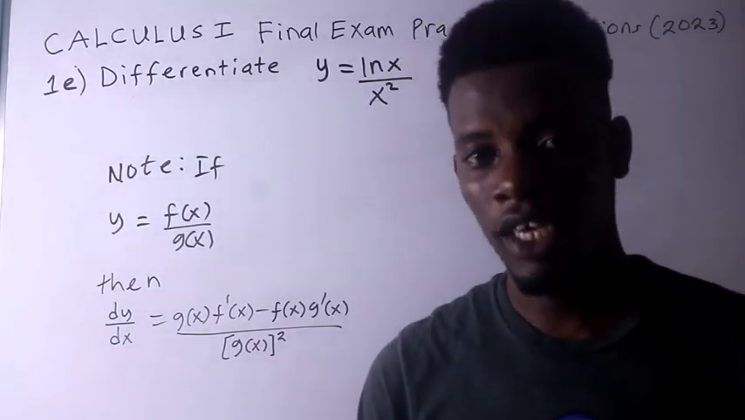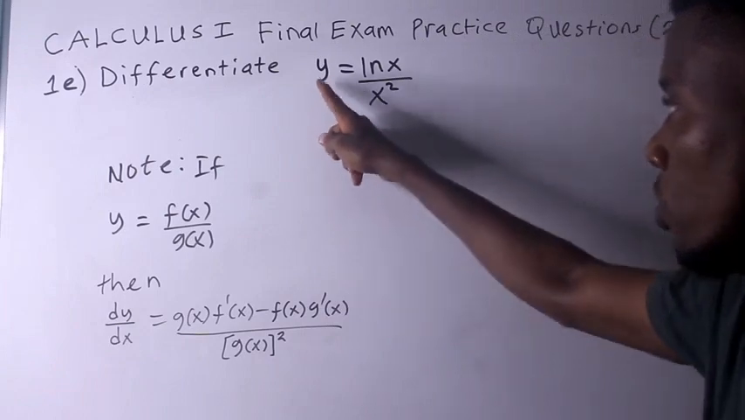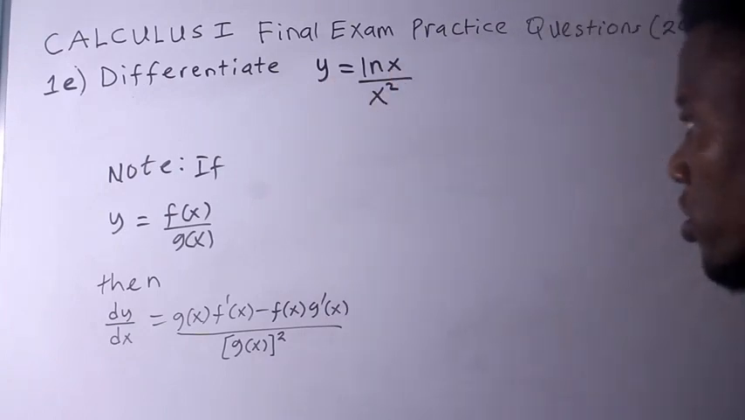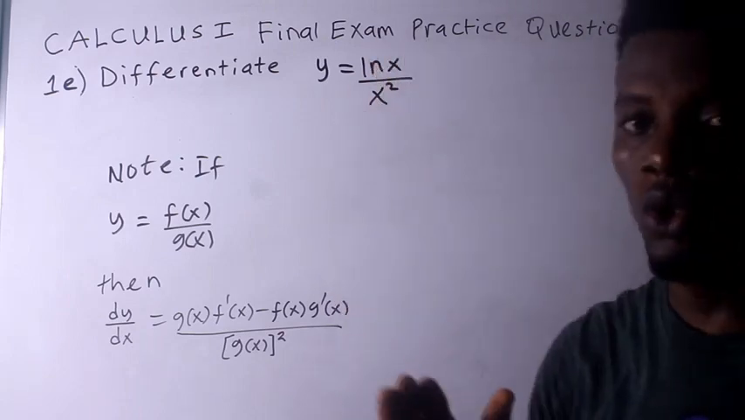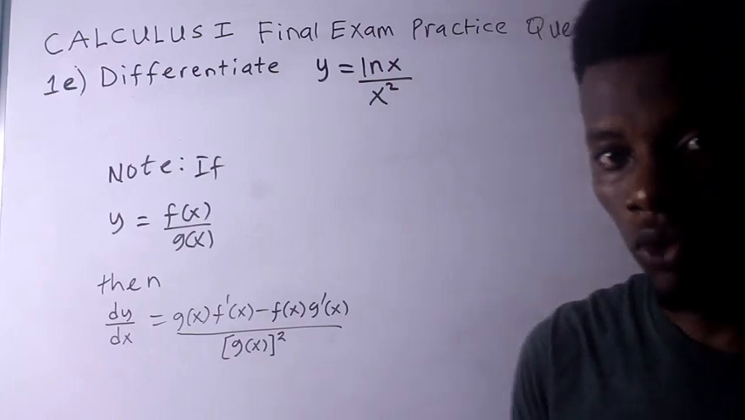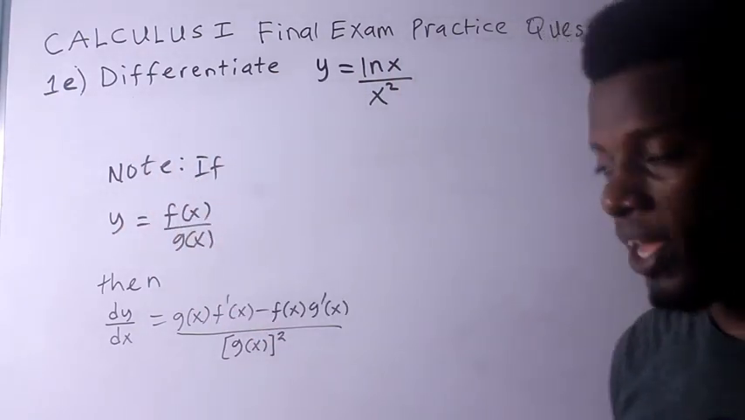So question number 1e says we should find the derivative with respect to x of the function y equals the ln of x all divided by x squared. And to differentiate this function, we could use the product rule of derivative or something called the quotient rule of derivative. And I stated the quotient rule on the board for your benefit.